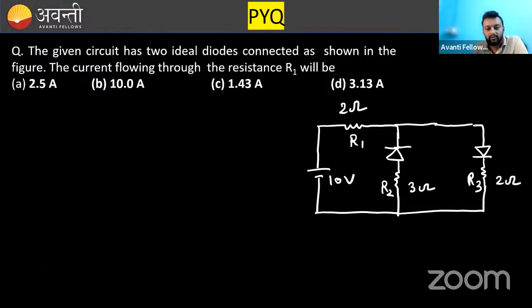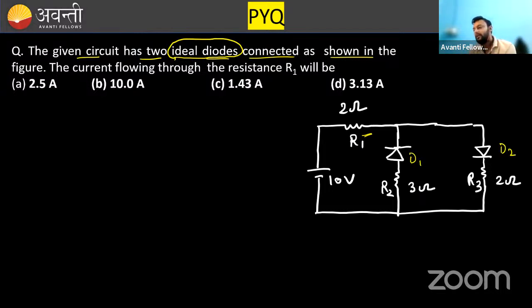Okay. So now one more question only. The given circuit has two ideal diodes connected as shown in the figure. They are asking the current flowing through resistor R1. Two diodes are connected this way. Now, they are ideal diodes. I told you yesterday that an ideal diode in forward bias behaves as a closed switch and in reverse bias behaves as an open switch. So first of all, let's suppose this is diode D1, this is diode D2. Which diode is forward biased? Tell me, either D1 or D2.